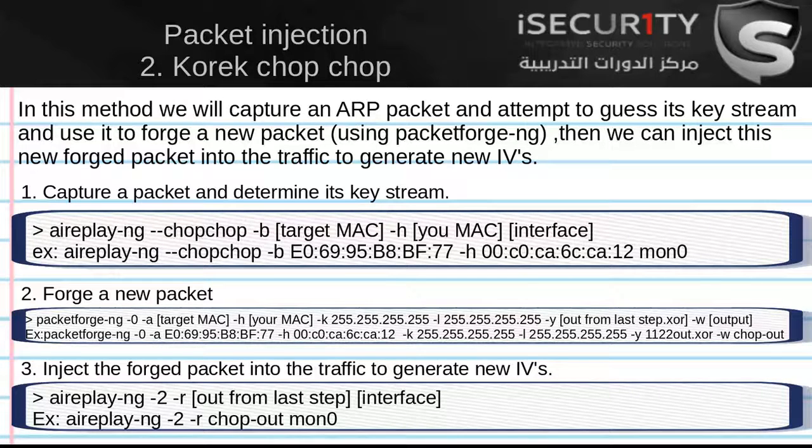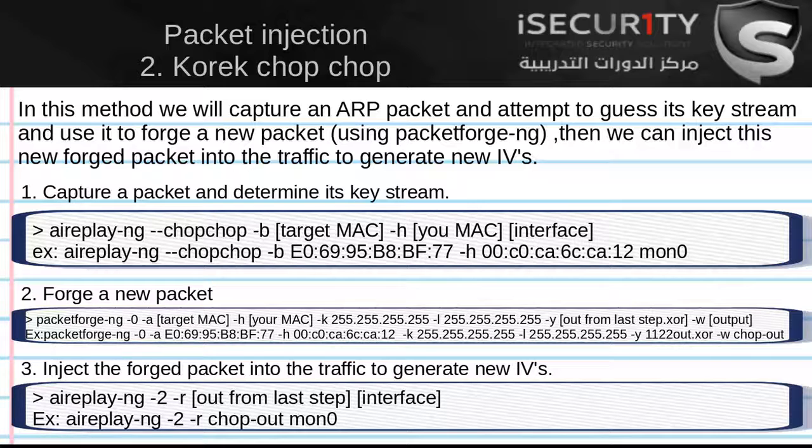Another method of increasing the number of data rapidly in a network that has no clients associated with it, or if it has very low traffic, is the ChopChop attack. In this method, instead of directly injecting the ARP packet that we capture, we're going to try to determine the key stream for this packet.